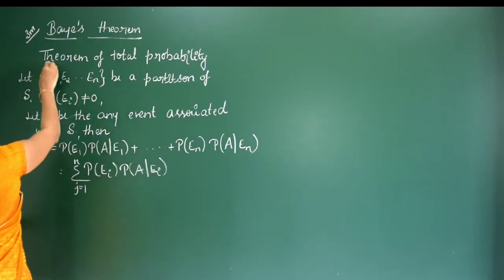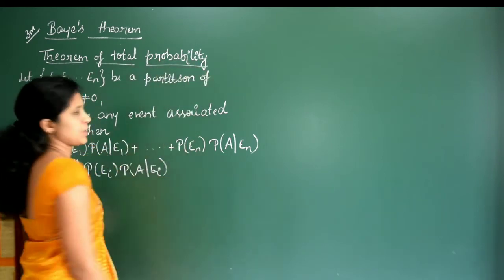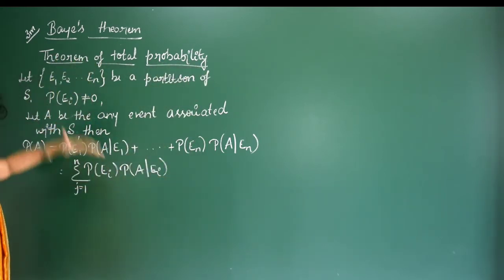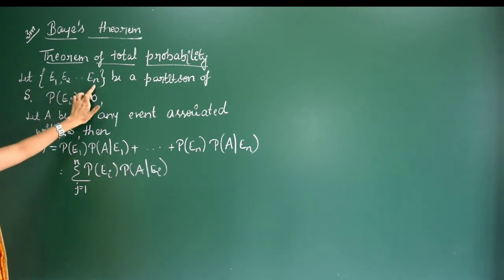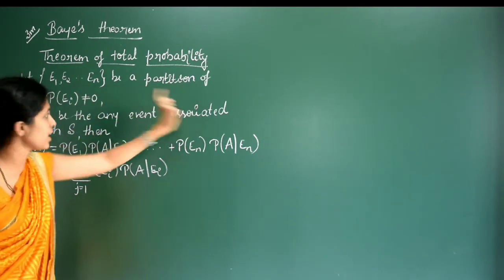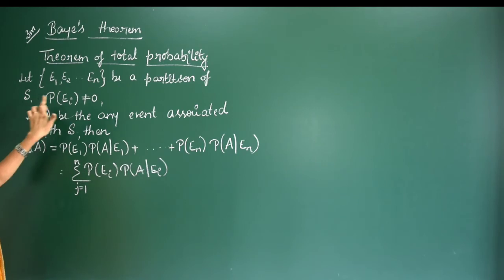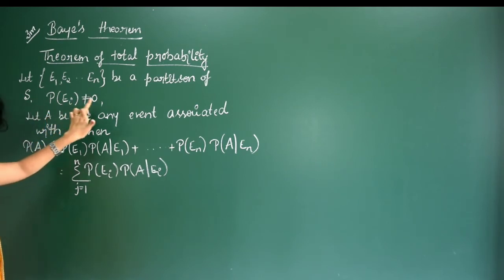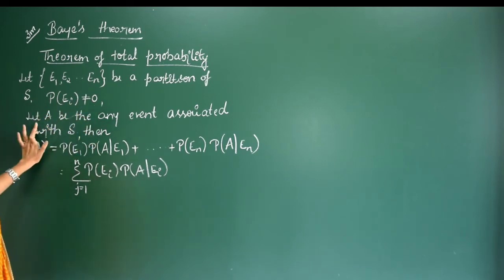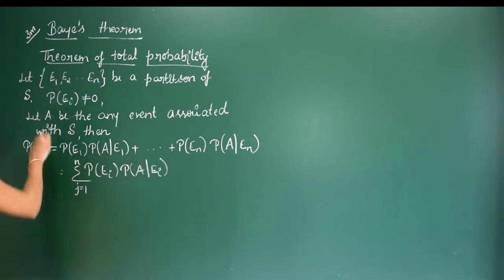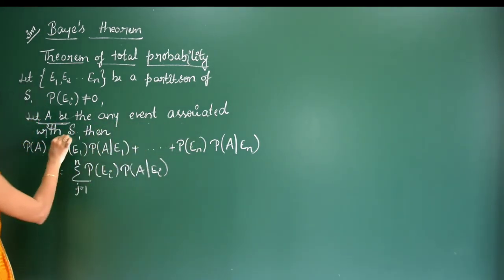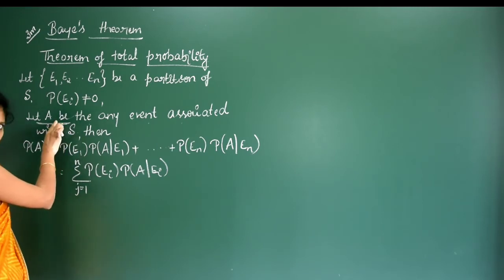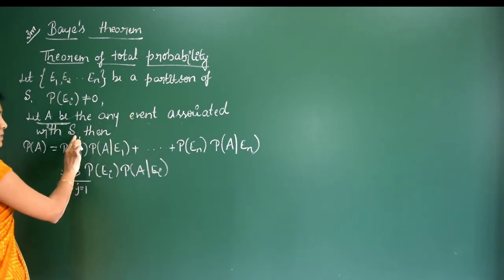Now see the theorem of total probability. This is not the Bayes theorem; after that we'll see the Bayes theorem. Let E1, E2 till En be a partition of a sample space S, and probability of Ei is not equal to 0. Let A be any event associated with S. Okay, A is any event associated with the sample space S.